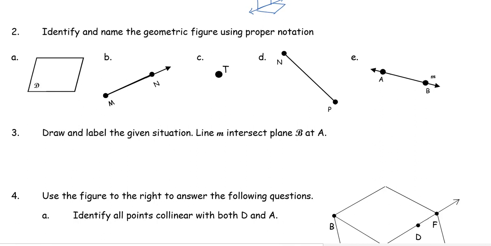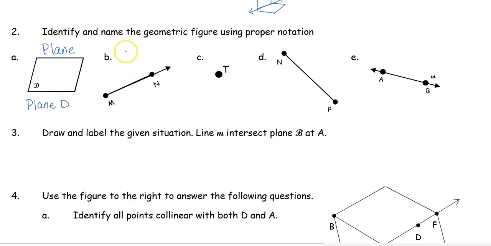Identify and name the geometric figure. A lot of notation in this first unit. So when we look at this first picture, I notice that it's going to be a plane. When I go to name that plane, I can either name it with 3 points on the plane, which I don't have any points, or I can name it by the capital cursive letter. So this would be plane D.